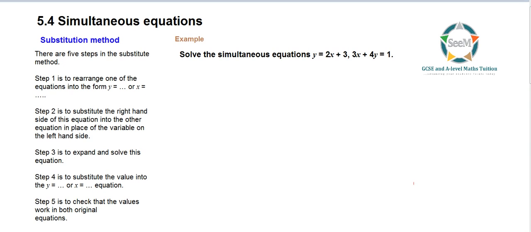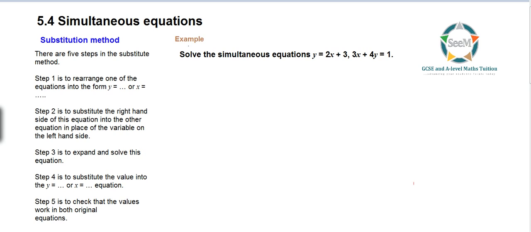Welcome to solving simultaneous equations part 2. Today we'll be looking at the substitution method. There are 5 steps in the substitution method. Rather than reading the steps one by one, it is so much easier to show you using an example. And today's example will be looking at y equals 2x plus 3 and 3x plus 4y equals 1.